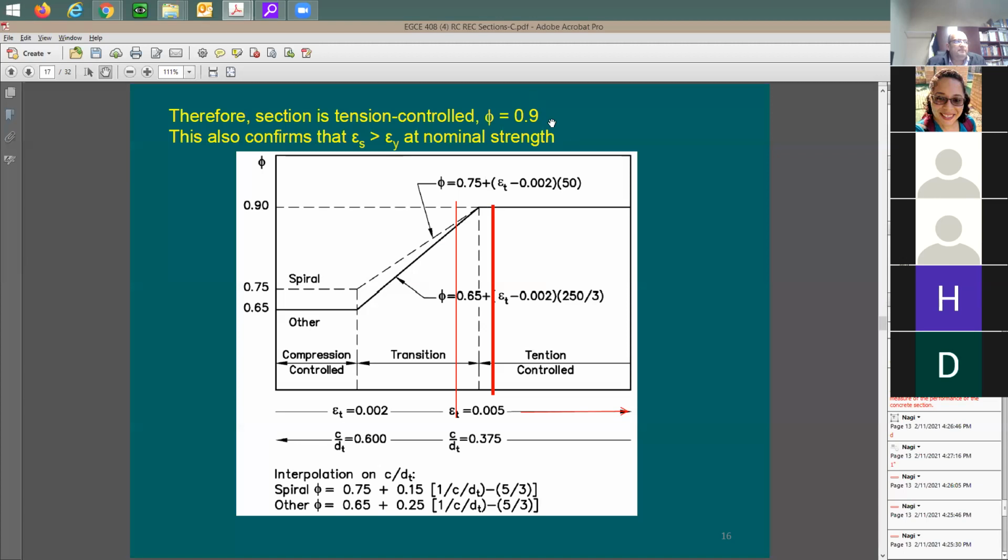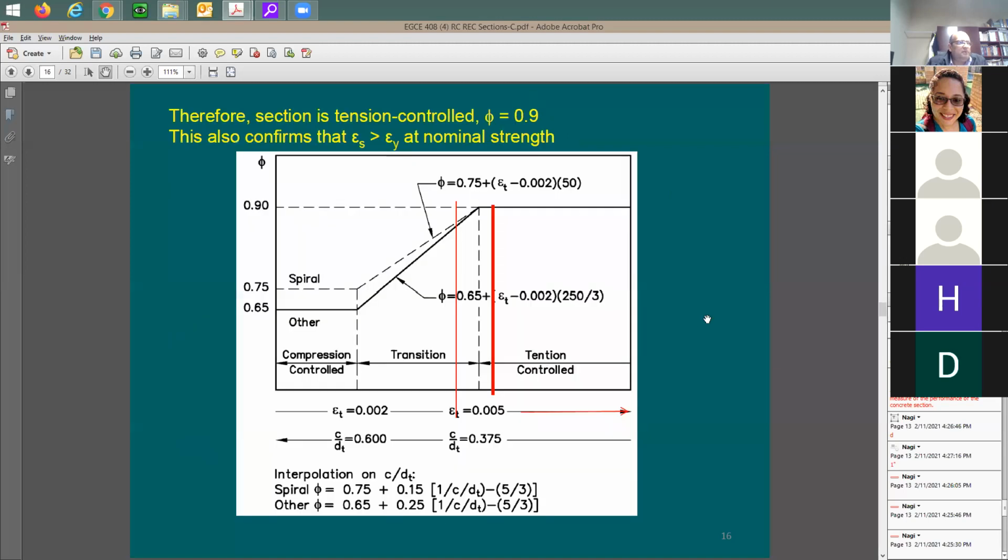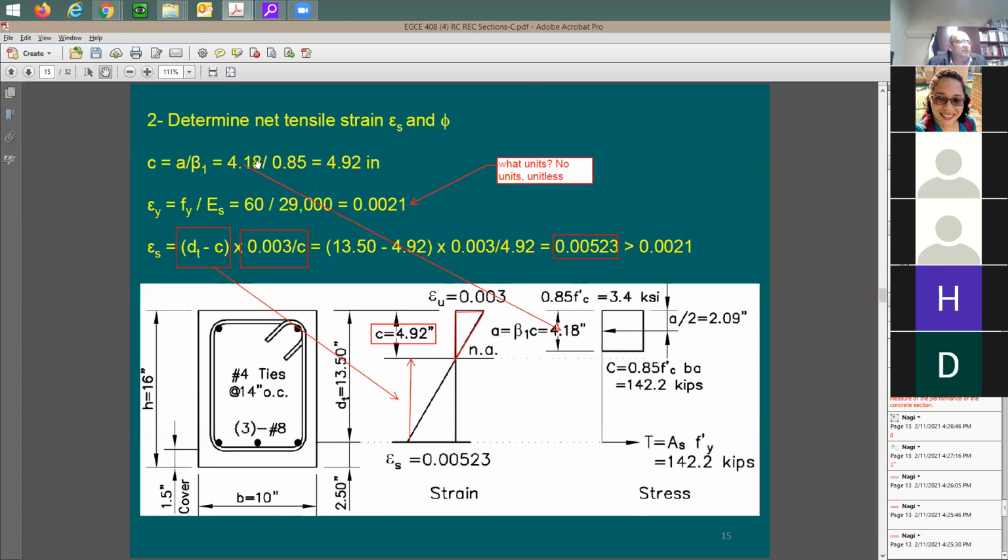So what do you do next? Next, I need to find out Mn, nominal strength. This is what I've been asked in this exercise. Mn is going to be equal to the tension force, the 142, multiplied by 13.5. What 13.5? Say the depth, D. Subtracting A, which is 4.18, divided by 2. Where is this A? Here is A. 4.18, you divide this by 2, which is 2.09. So this Z distance is going to be from here to there. It's going to be the depth 13.5, subtracting A over 2.